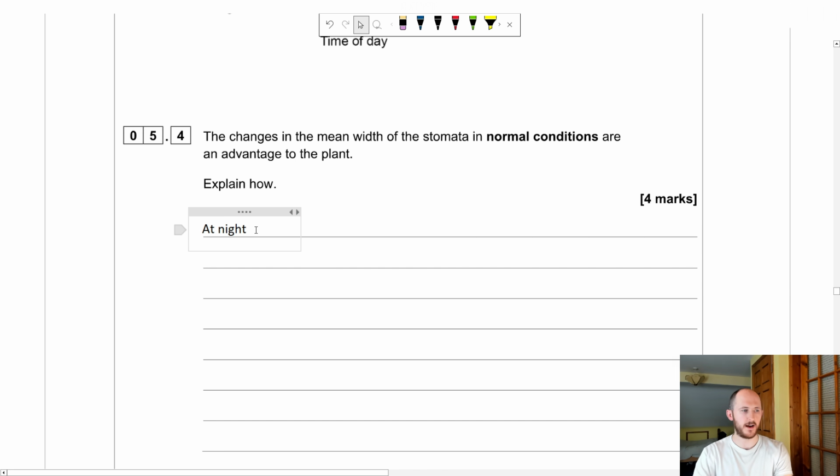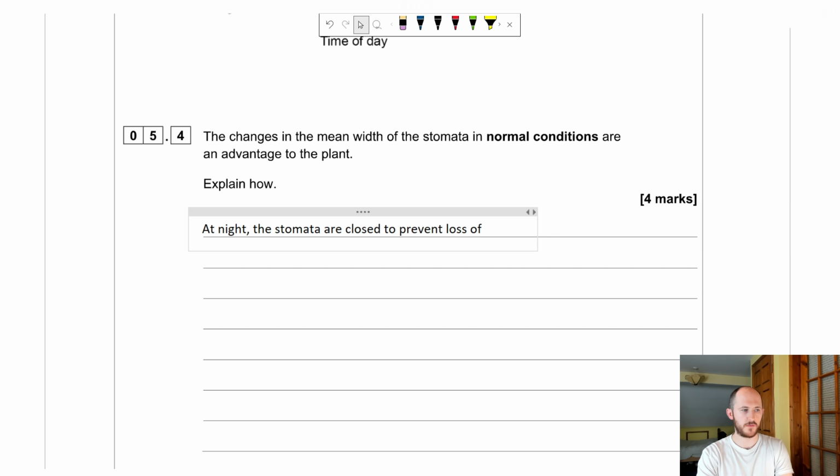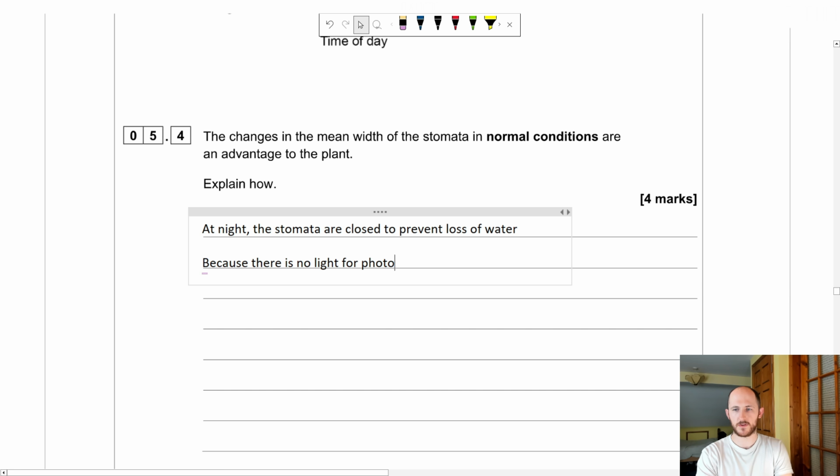Why do we need to close? Well, at night, the stomata are closed to prevent loss of water. That's one mark. Because there is no light for photosynthesis. So because there's no light for photosynthesis, there is no need to have the stomata open because we're not converting carbon dioxide into oxygen. So then why lose the water? If the stomata are open, you're not actually doing photosynthesis and you're losing water. With the stomata closed, you're not losing water and you're not doing photosynthesis. It's simply an efficiency thing.